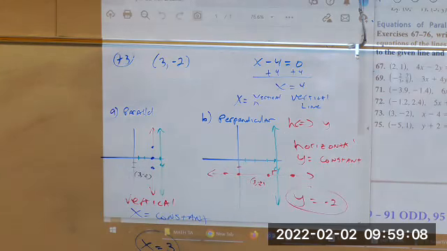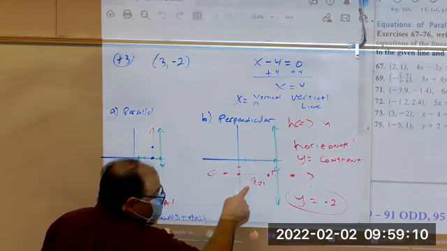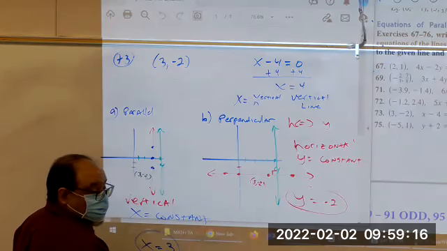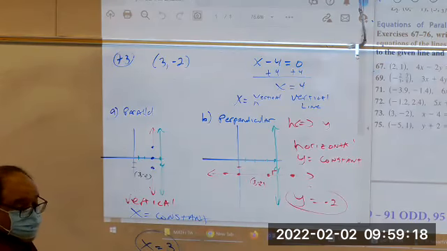I get students that will put y equals 3. The 3 is the x coordinate. It can't be the 3. But that's what they get mixed up, because they don't draw a picture.